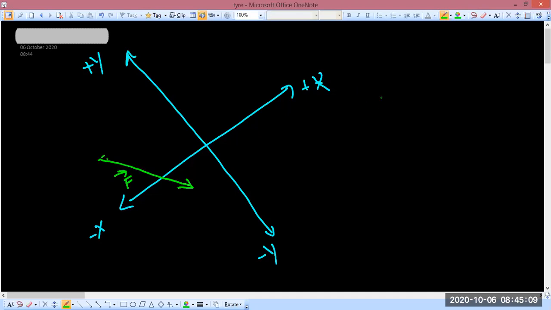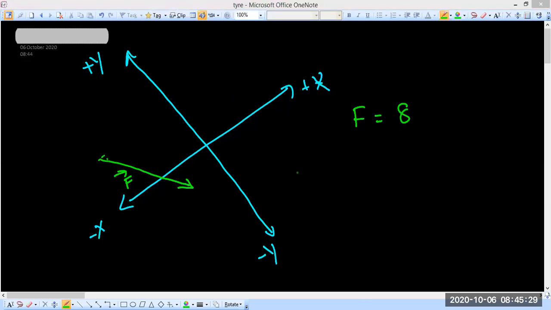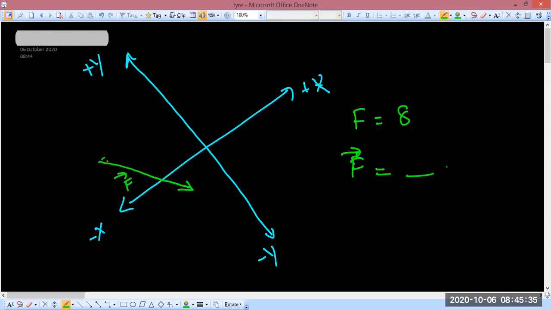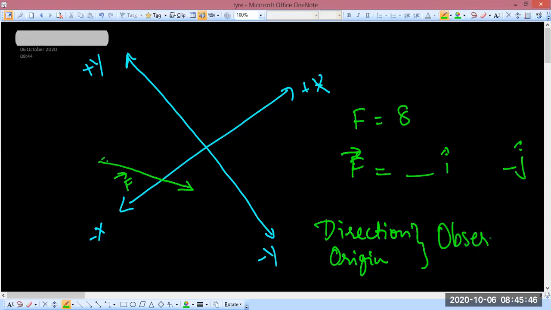This is not for faint-hearted, everyone. So here, if this vector F has magnitude 8, then can you find its components? That is, can you write it in the standard form of I caret, J caret? Remember, direction and origin are both choice of observer. Do you agree with me? They are both choice of observer.